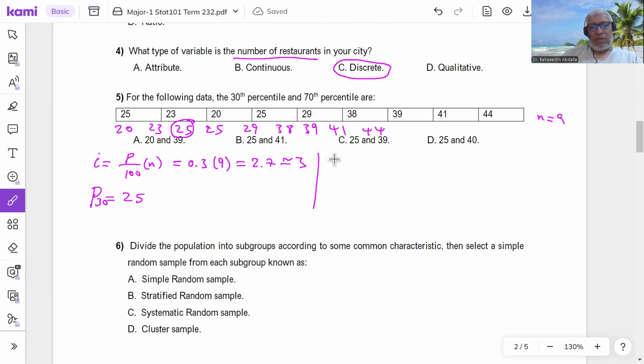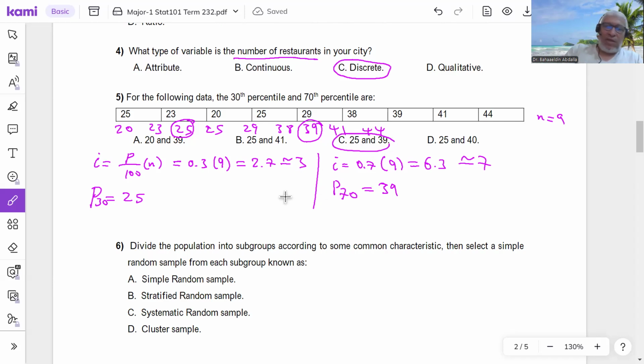Similarly, to find the 70th percentile, find i, which is 0.7 because 70 over 100 times 9, and that's 6.3, not an integer, so round up to 7. So 3, 4, 5, 6, 7. So P70 is 39. So the answer is part C, 25 and 39.